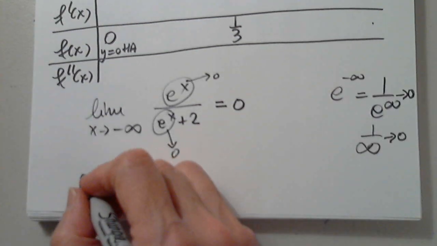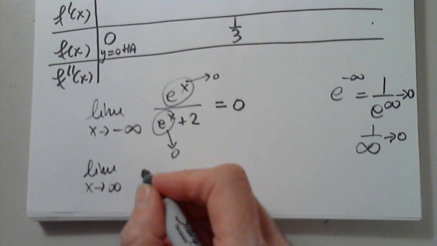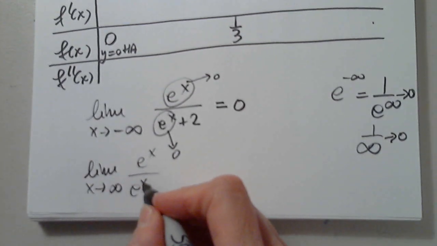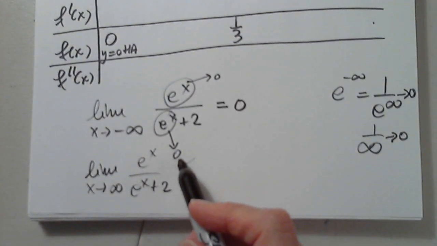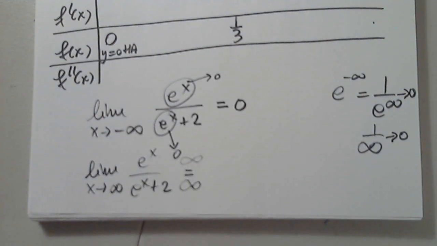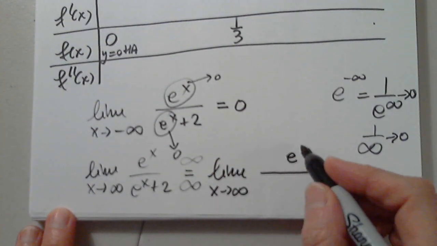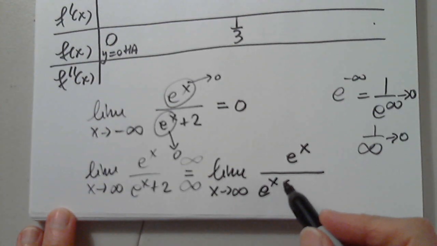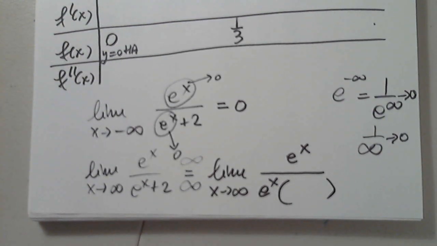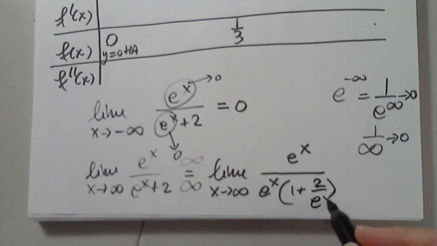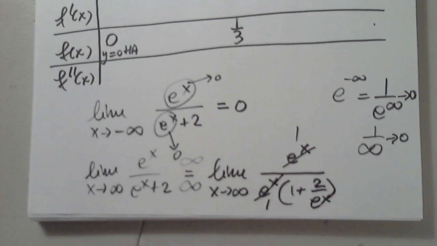Now, at the other end, limit as x approaches infinity of e to the x over e to the x plus 2. This is infinity over infinity. What do you recommend we should do? We had similar examples, or at least one. What did we do with this? Here is your hint. We factor out e to the x. What is left in parentheses? I need two terms. 1 and 2 over e to the x. Perfect. Of course I'm going to simplify.